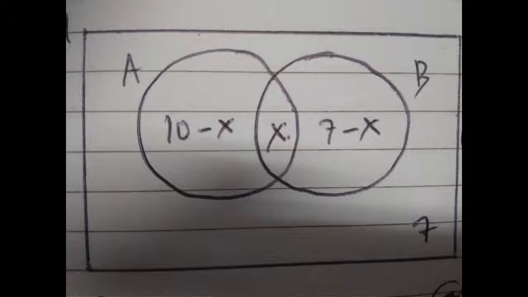Therefore, if we want to know the number of people who only do A, it is 10 minus x. Again, the people who only do A is 10 minus x. Now, the same case with the ones that do B. Therefore, it's not only 7, but it's 7 minus x. Okay? And then the outside is equal to 7. Why is it 7? Later we can find out.